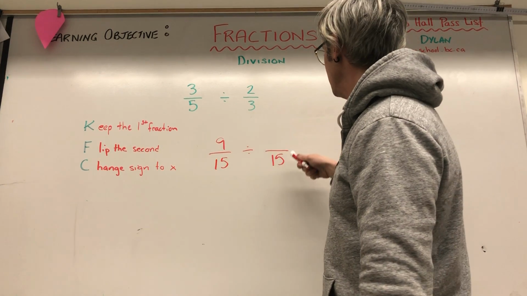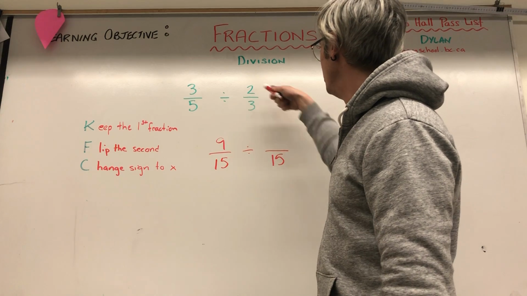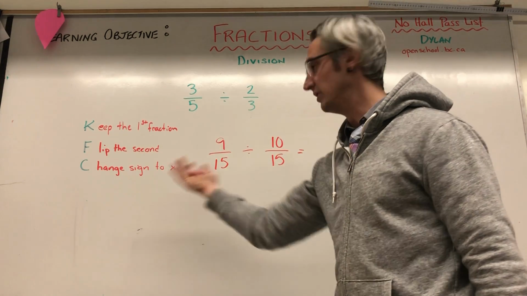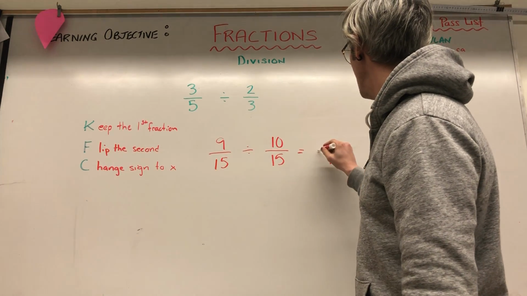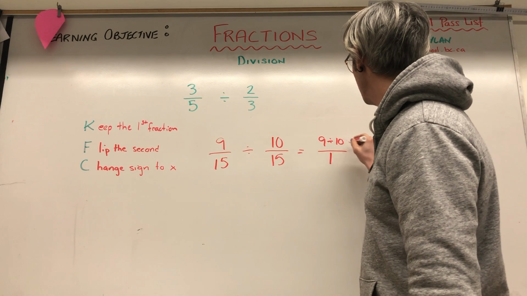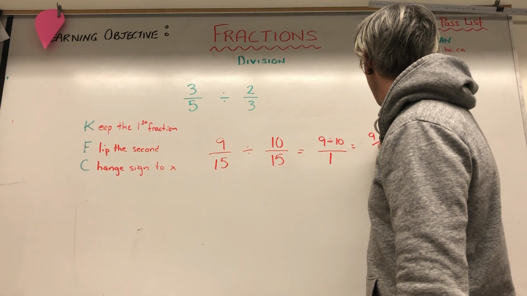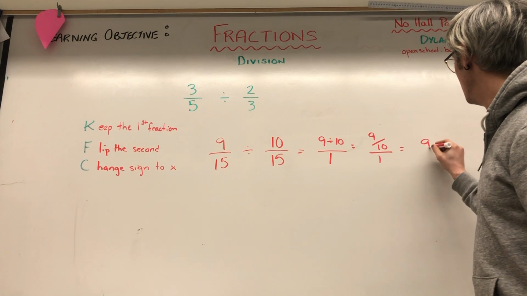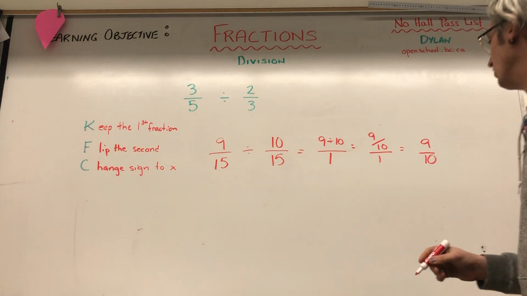And then 3 goes into 15 5 times, so 2 times 5 is 10. Now I can just go and do straight division. 15 divided by 15 is 1. And then 9 divided by 10 is 9 divided by 10, which I can rewrite as 9 over 10 over 1. And anything divided by 1 is just itself. So I get 9 out of 10.